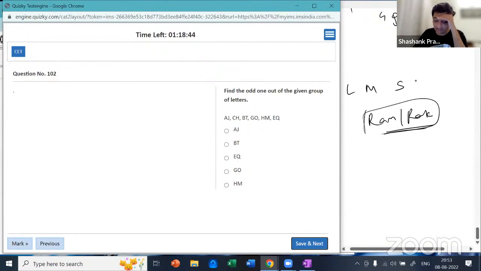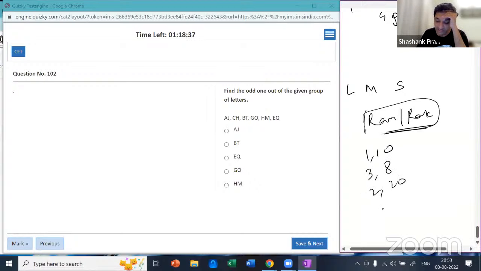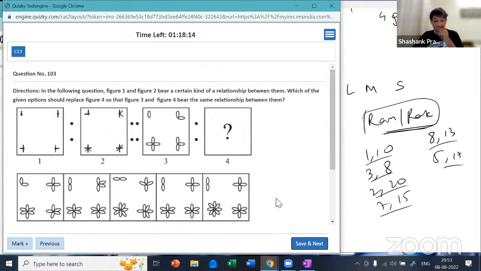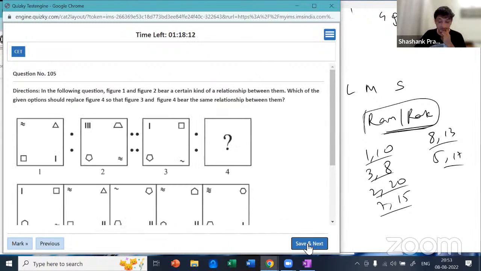Find the odd man out. Okay. AJ. So 110. CH 38. BT 220. GO 715. HM 813. EQ 5. OPQ 17. Okay. क्या करना है इसमें? 110 9 5 nothing. 11 11 22 22 22 22. Okay. Sounds stupid, but 11. I don't know. Yeah, this is too painful.